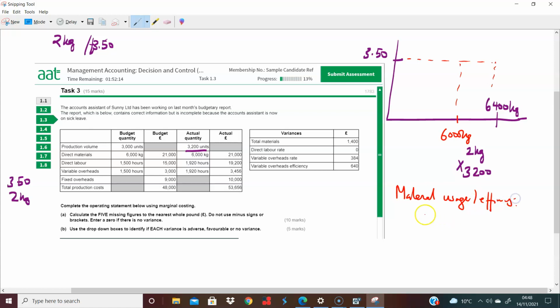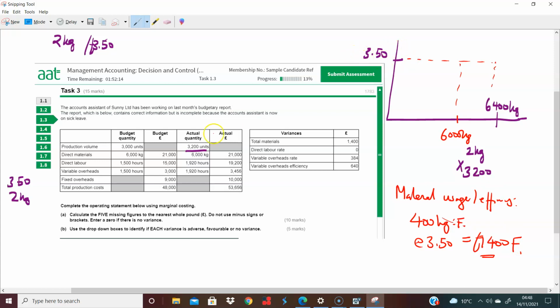So from a material efficiency or usage point of view, usage is what they write, but it doesn't really matter, you have a 400 kilogram variance, favorable of course. Then we cost that at £3.50. 400 times £3.50 is 1,400. So your material usage variance is 1,400 favorable.